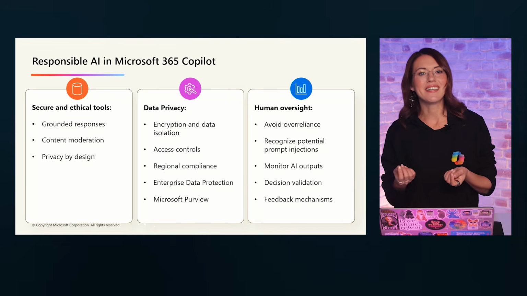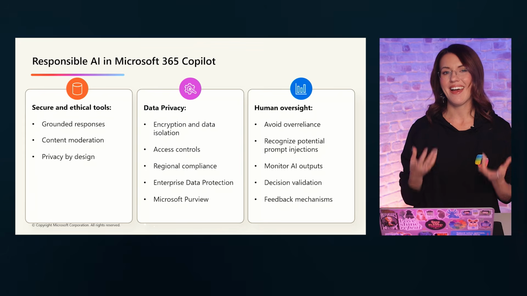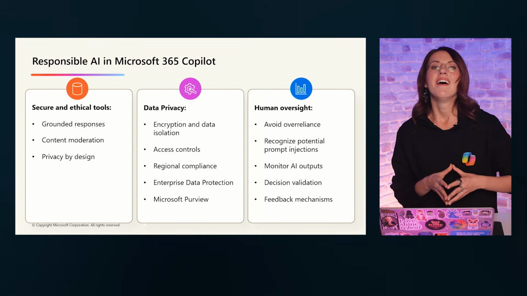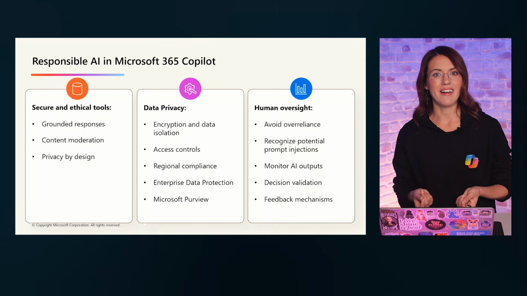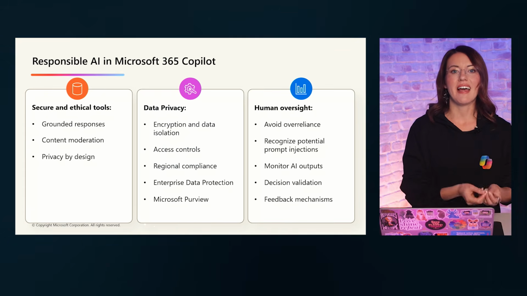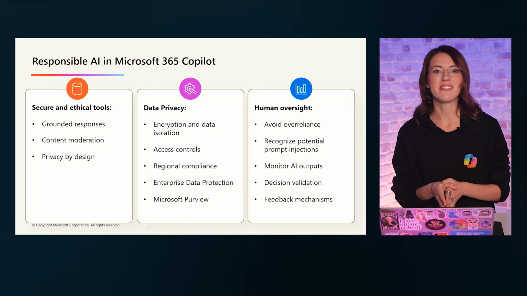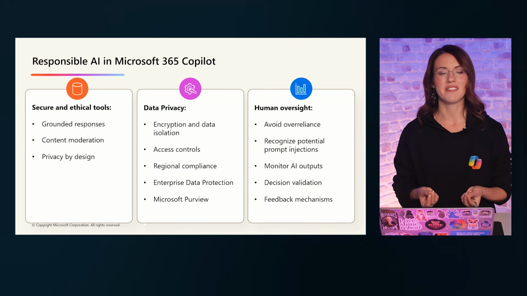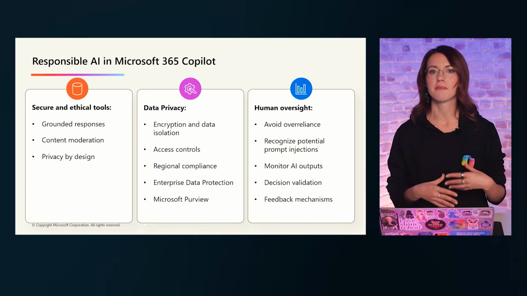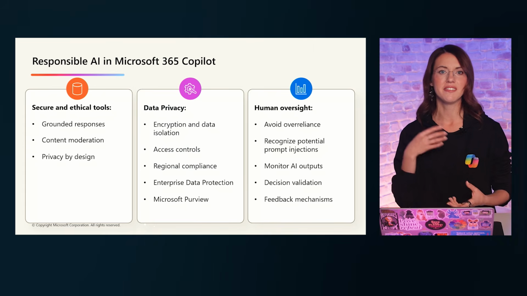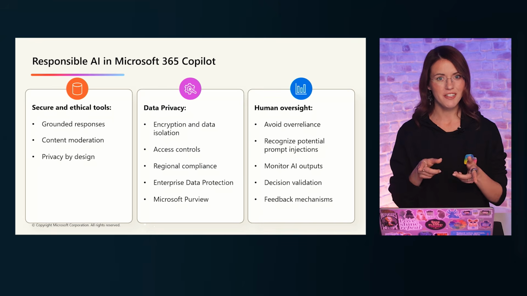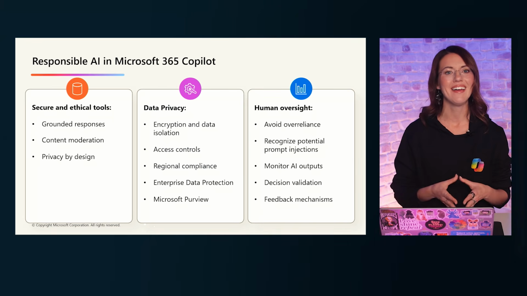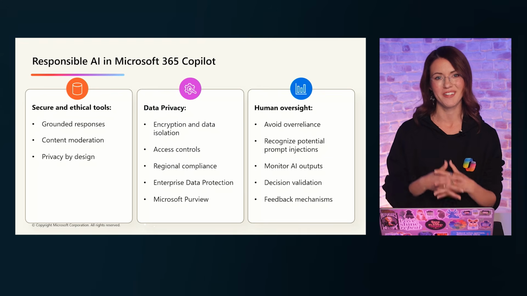So how do we guide AI to make ethical decisions? Monitor AI outputs for inaccuracy or bias. Keep humans as the final decision makers in important scenarios and use feedback tools to report issues and continuously improve the system. The takeaway? Copilot works best when powerful AI and human judgment work together.